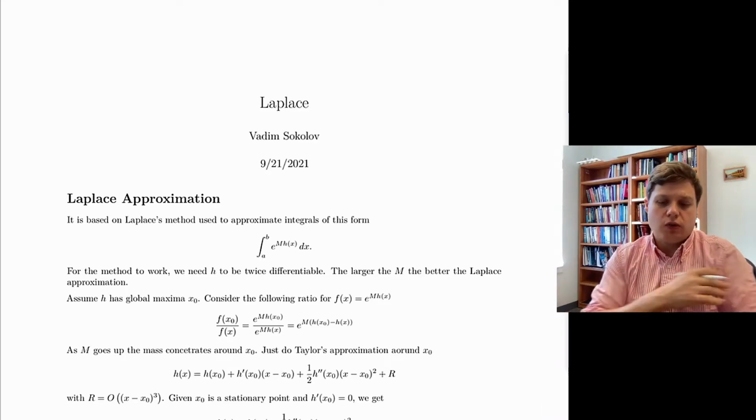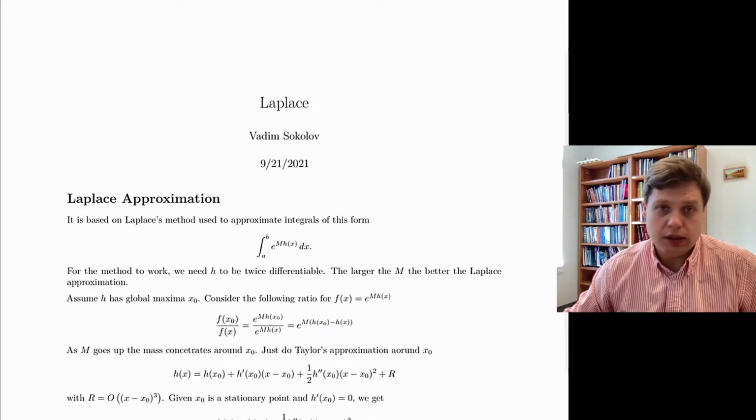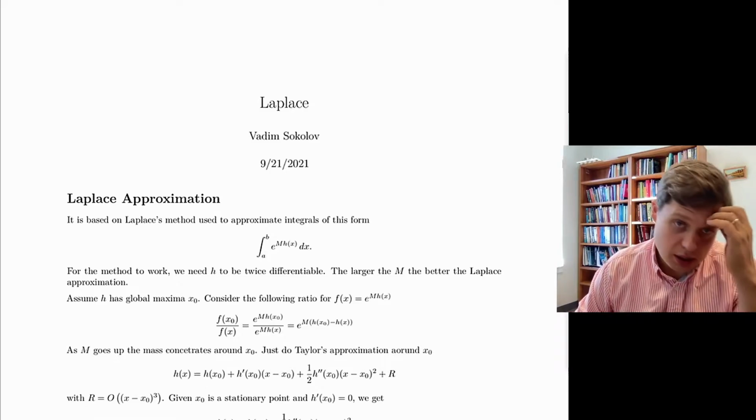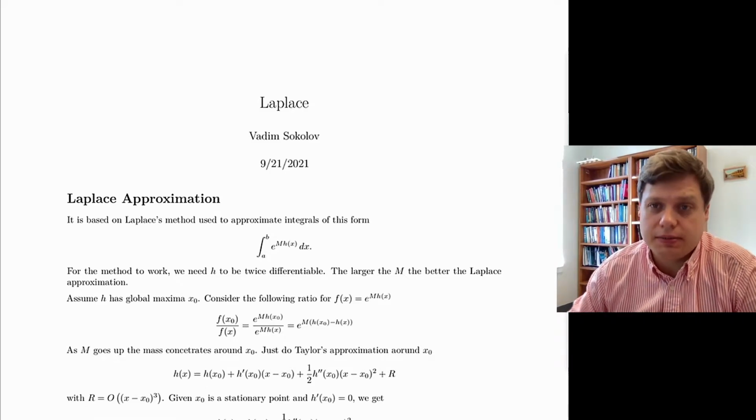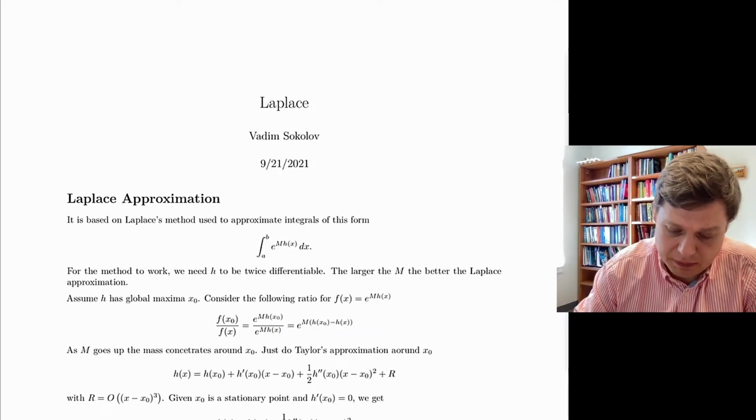We will consider another way to calculate posterior distributions in the case of intractable priors, so we don't have conjugacy. And we will look at the Laplace approximation. The idea of Laplace approximation is relatively simple.